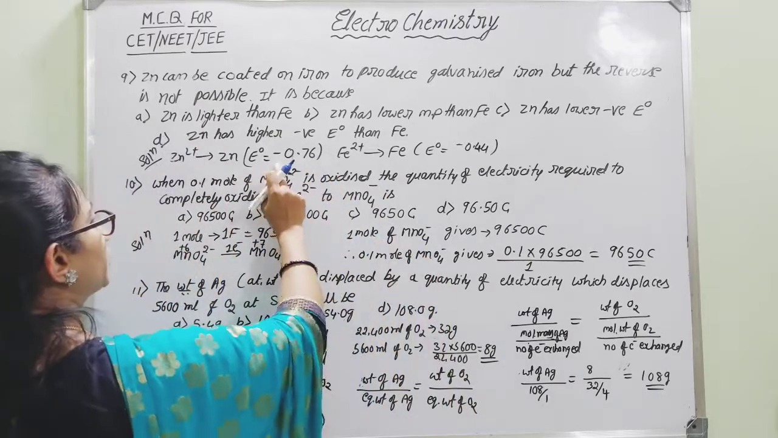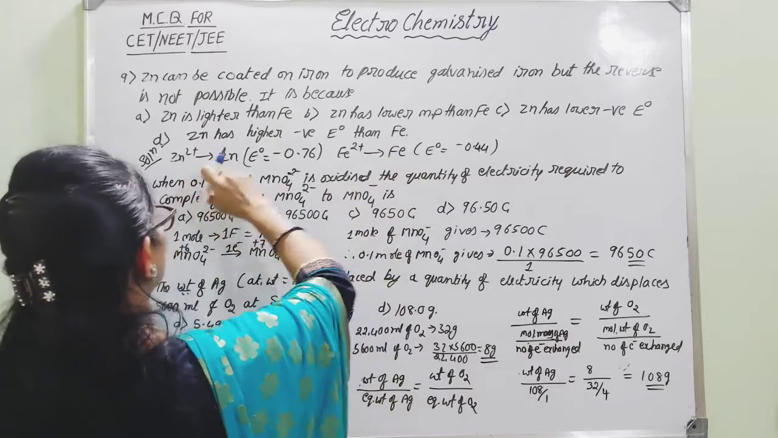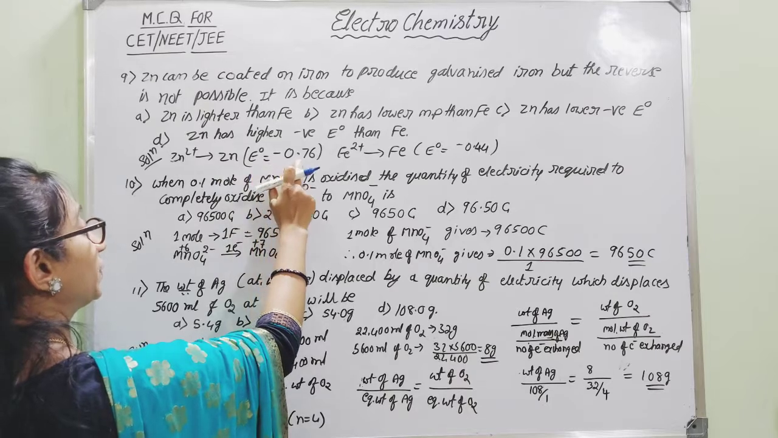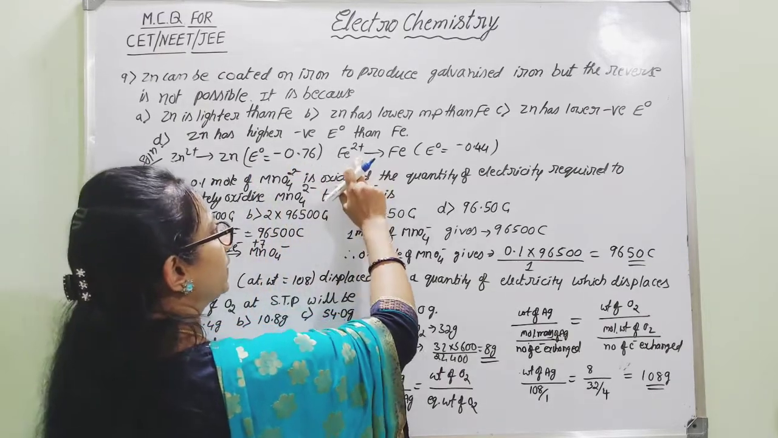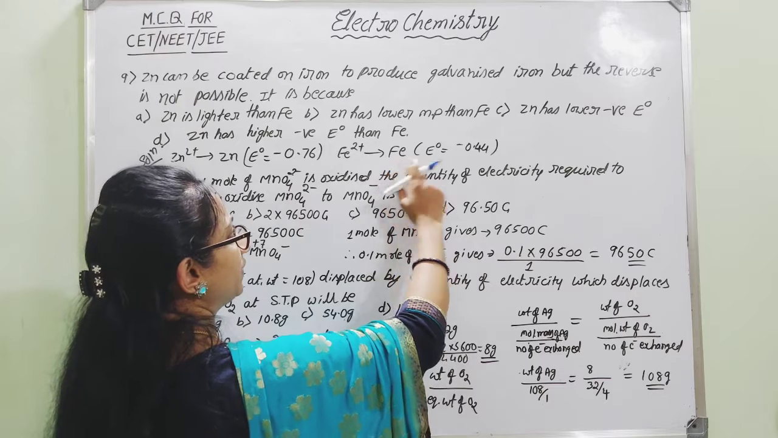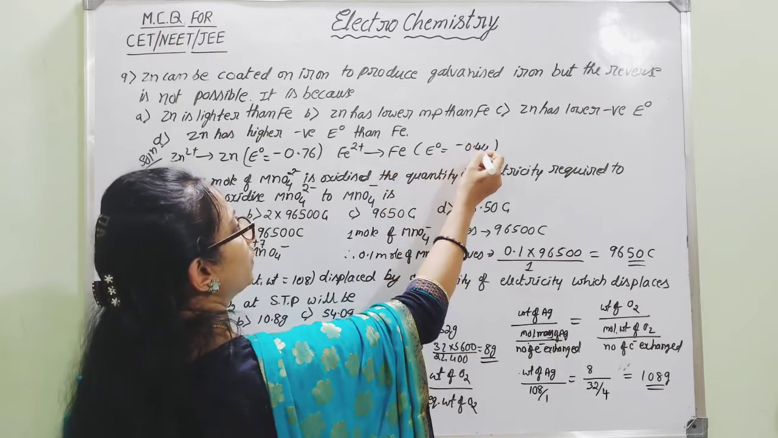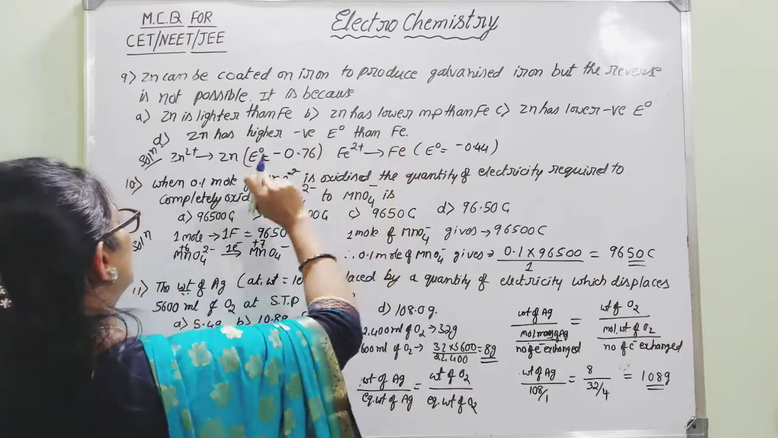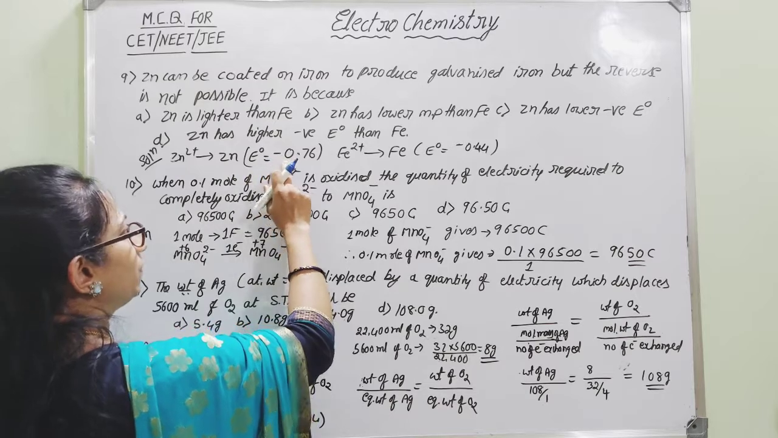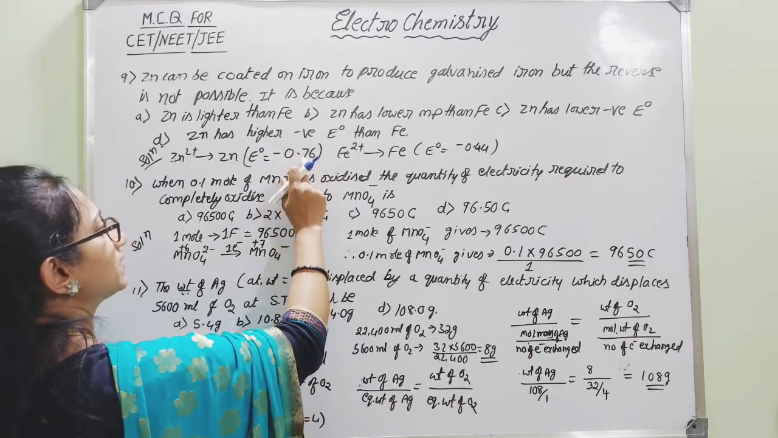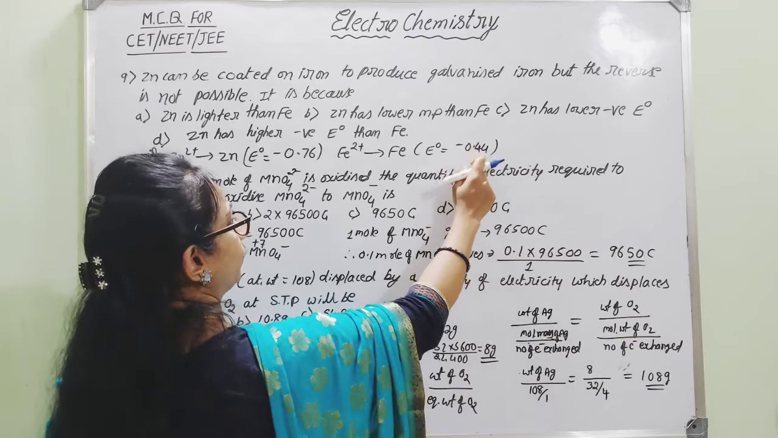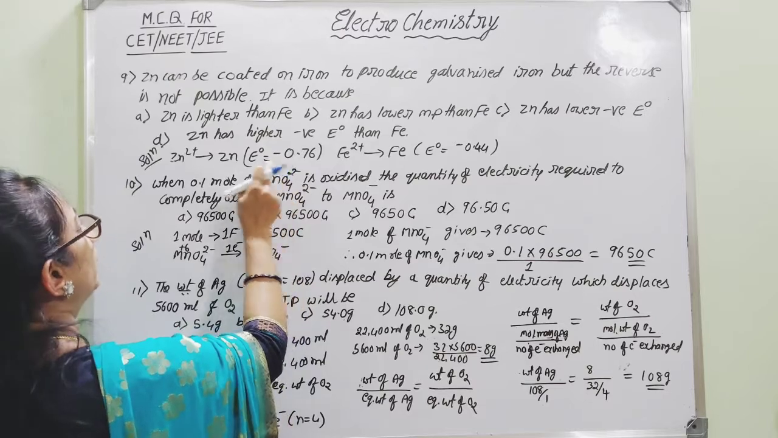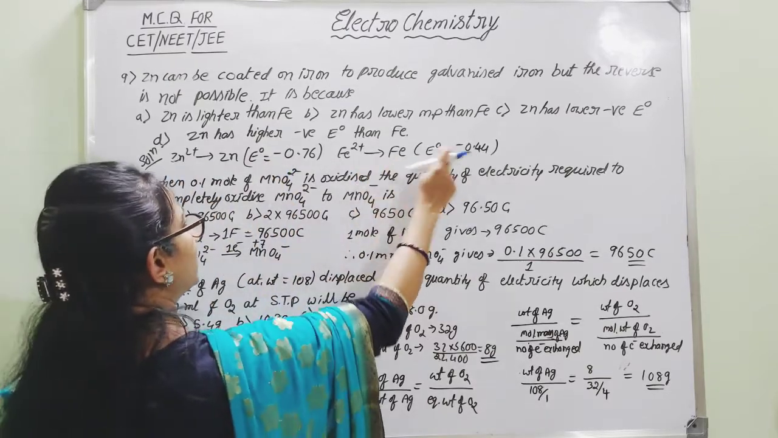Here, if you compare those reduction potential values, that is Zn2 plus undergoing reduction, the reduction potential value is minus 0.76. Whereas Fe2 plus undergoing reduction to give Fe, its reduction potential value is minus 0.44. Which has the lower reduction potential value of the two? Both have a minus sign, 0.76 and 0.44. So the reduction potential value will be lesser for zinc when compared to iron because of this negative value.